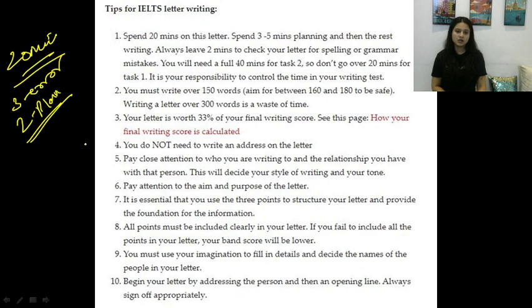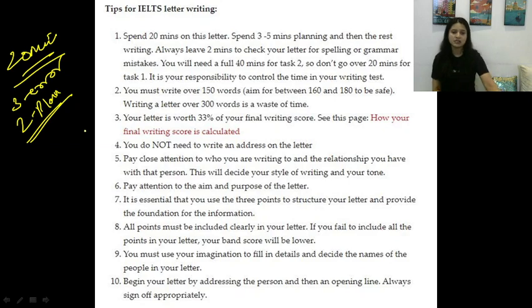So you do not need to write an address, of course. That is something which you don't have to do. And why? Because it's always given in the letter. It's always given there that you don't have to write address. So whenever you get a question, it would be written at the bottom that don't write an address, or you don't have to write an address.